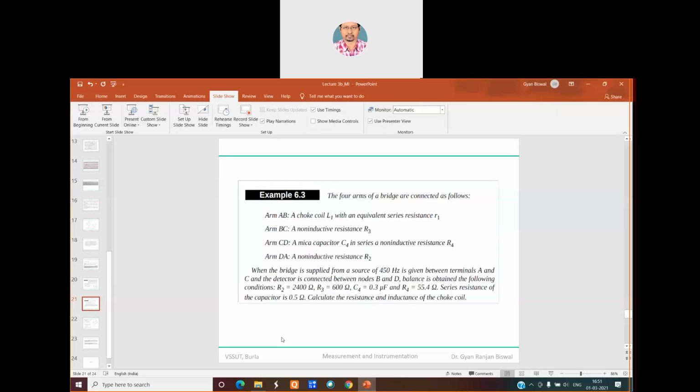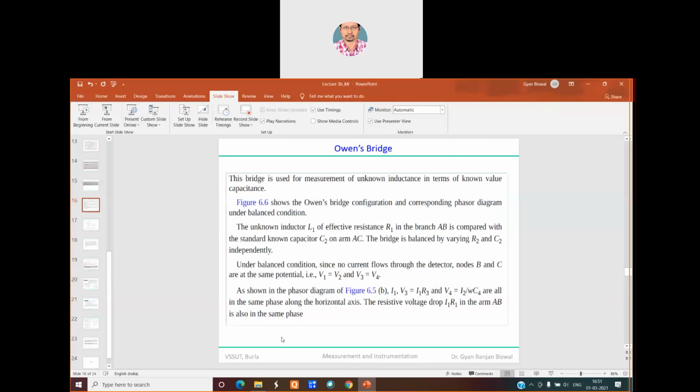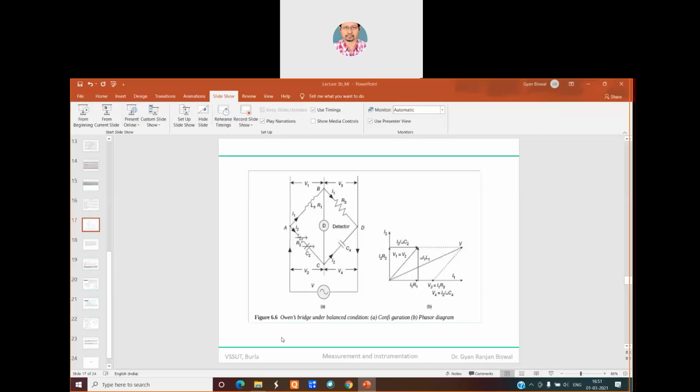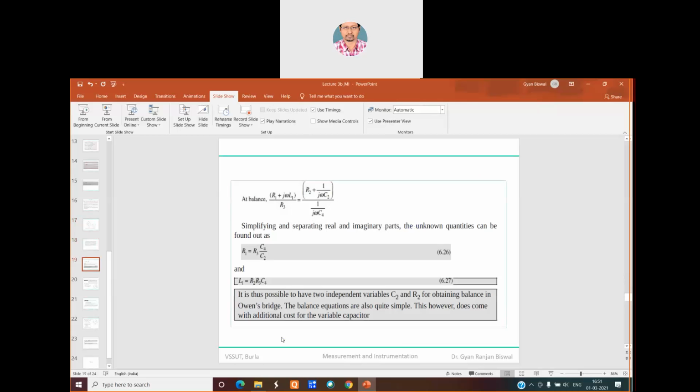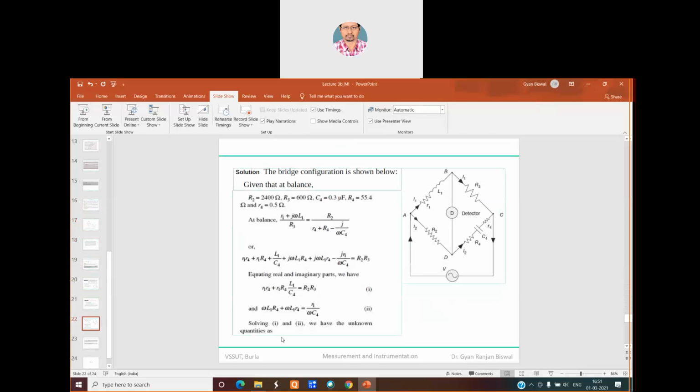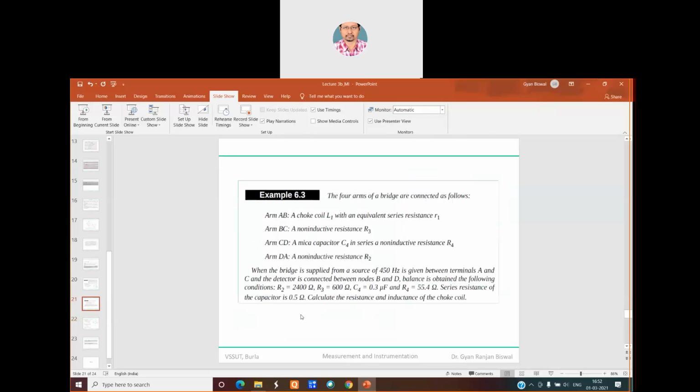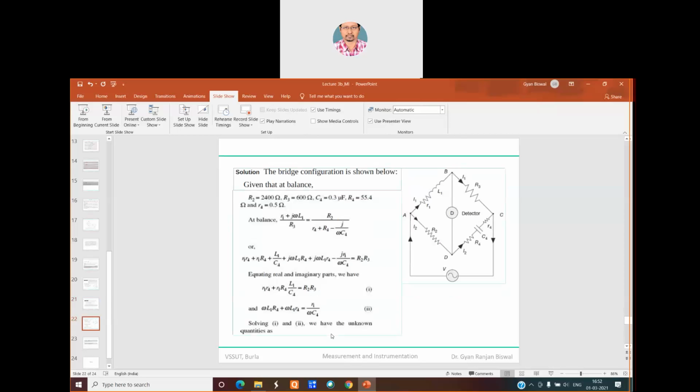So I hope you can guess. Can anybody say? We have seen the Owen's bridge. Hayes bridge, I think. Yes, it's a Hayes bridge. So draw a Hayes bridge as per this configuration, identify the bridge, and calculate the resistance and impedance of the choke coil, that is the values of R1 and L1.